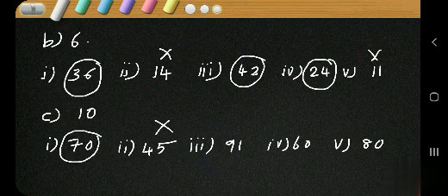Now just find out whether 91 is in 10's table or not. 10 sevens are 70, 10 eights are 80, 10 nines are 90, 10 tens are 100. So is 91 in 10's table? No. So do we need to encircle here? Not at all. Now what about 60?